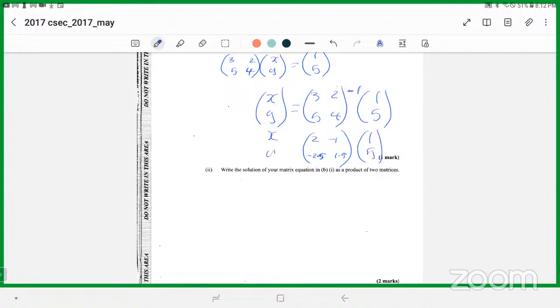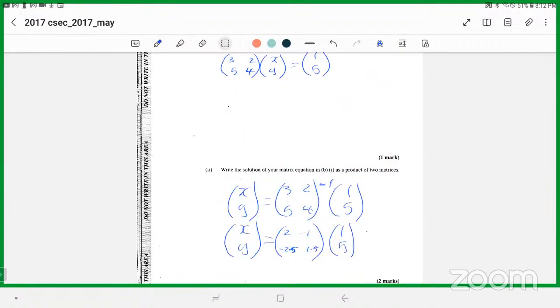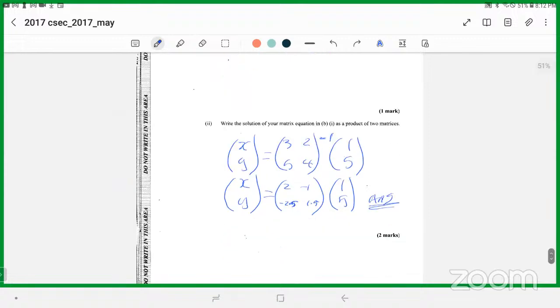And xy becomes equal to that. This is what they want to see down here. That's it. So this line is the answer. They say write it as the product of two matrices. They never said to solve it. The question did not say solve. Follow the instructions. They say write your solution as a product of two matrices. Follow instruction. That's it. Next question.